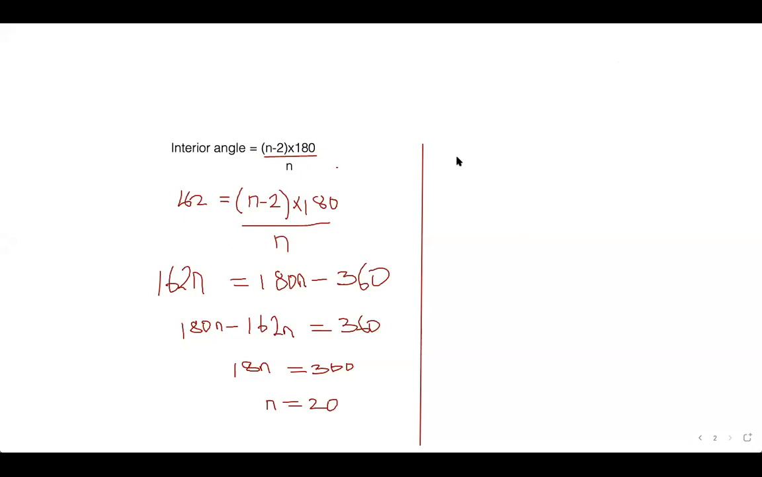Joseph. Teacher, why are you getting the 360? Multiplying 180 times 2 when you're opening the brackets. Oh, thank you. You're welcome.